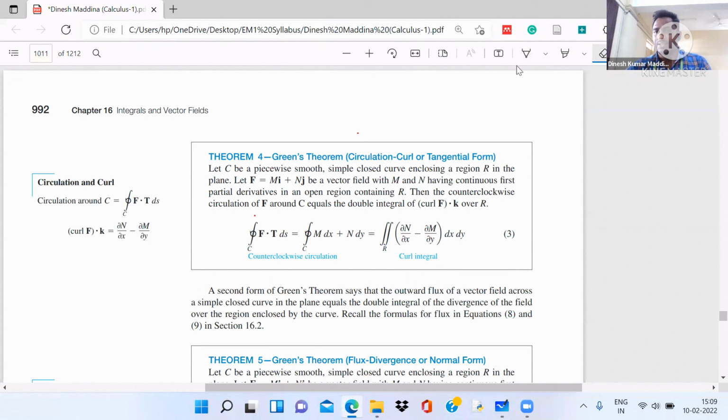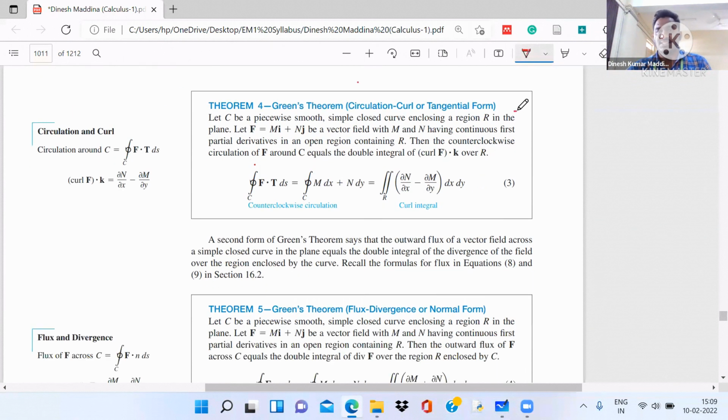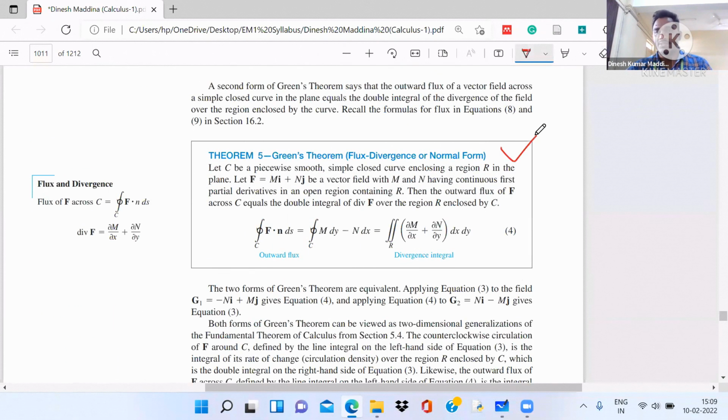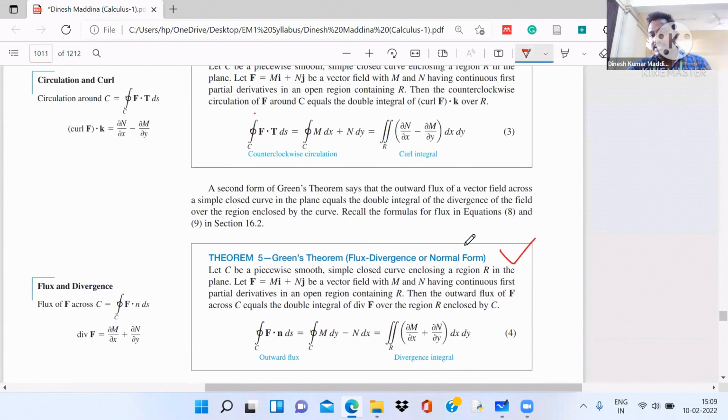Here there are two forms of Green's theorem. One depends upon curl and one depends upon divergence. If divergence is equal to 0, generally that comes in physics, like conservation of mass, where there is no loss of energy. Whatever mass is entering and whatever mass is outgoing, if both are the same, you can say mass is conserved. In that situation, you will use this form of Green's theorem.